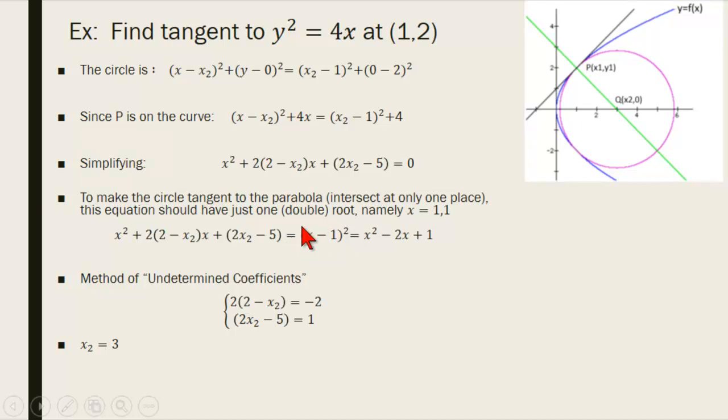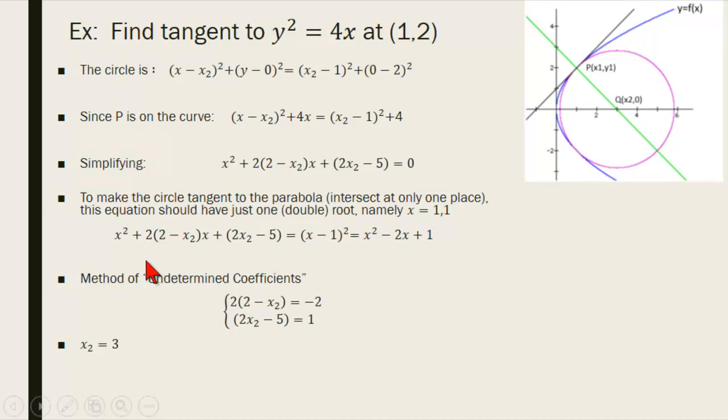And so if I set this equal to something that clearly has a double root of 1, then I can solve for this number x2 that I'm looking for. Okay, let's take this x minus 1 quantity squared, expand it out, and then Descartes had another good idea called the method of undetermined coefficients. By the way, if you've taken differential equations, that expression came up. So the same technique was used in a different context in that class.